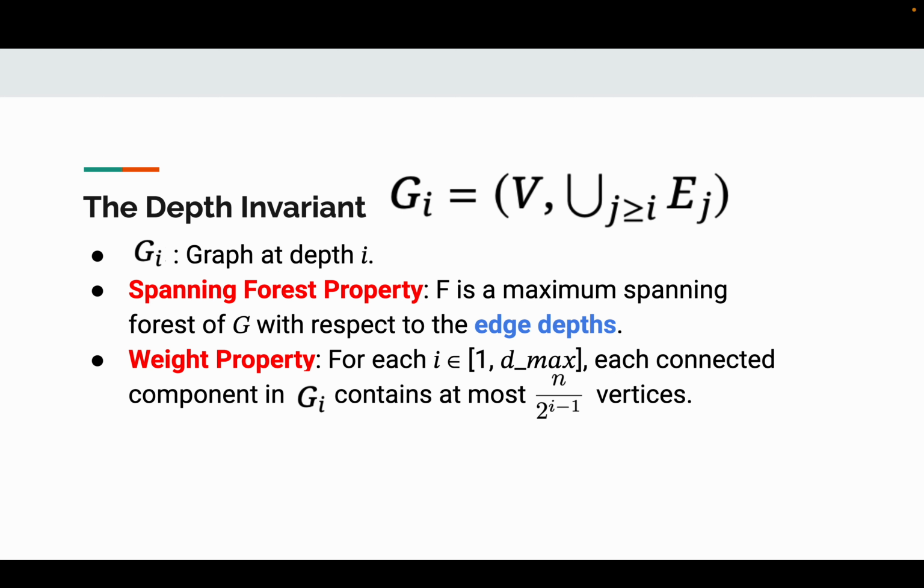So this invariant has two properties. The first one is the spanning forest property, which is defined as: the spanning forest F is the maximum spanning forest of G with respect to these edge depths. The second property, which will be scrutinized in detail later, is called the weight property. For each I, which is the depth, starting from 1 all the way to D maximum, each connected component in GI contains at most n over 2 to the power of I minus 1 vertices.